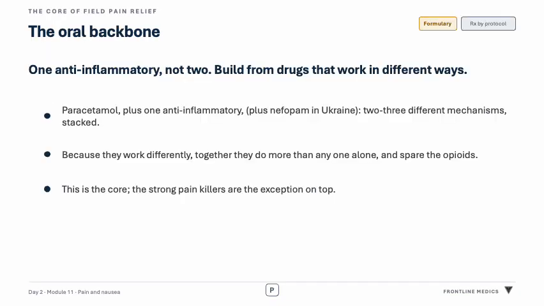At this level, the backbone of pain relief is oral, and you build it from drugs that work in different ways. Paracetamol, 1 gram up to 4 times a day, is the safe base. It does not meaningfully affect bleeding, blood pressure, kidneys, or breathing. However, do not exceed 4 grams a day.